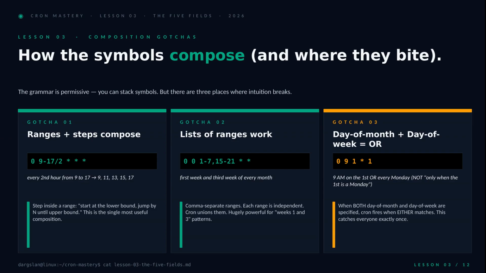Now, the shortcuts are the easy part. The grammar itself is where things get interesting, because you can stack these symbols, and most of the time it just works. Take a step inside a range like 9-17/2. Start at 9, jump by 2, stop at 17. Comma separate ranges and cron unions them, which is how you get clean week 1 and week 3 patterns. But watch the third one. When you specify both day of month and day of week, cron fires on either match, not both. That OR catches almost everyone exactly once.